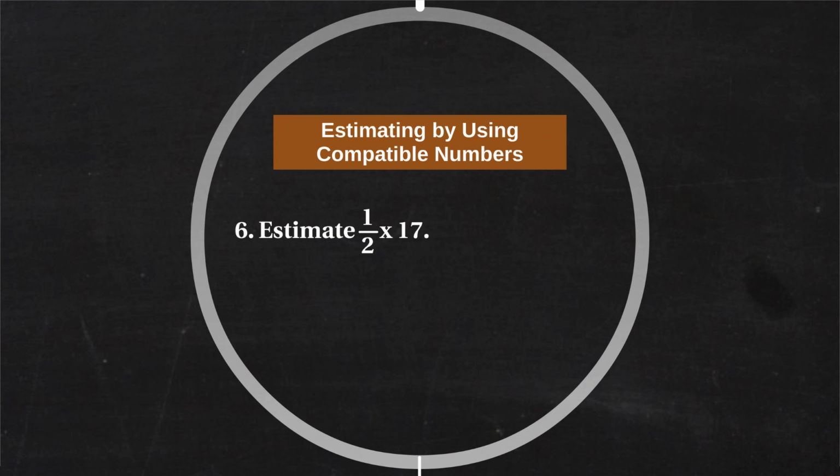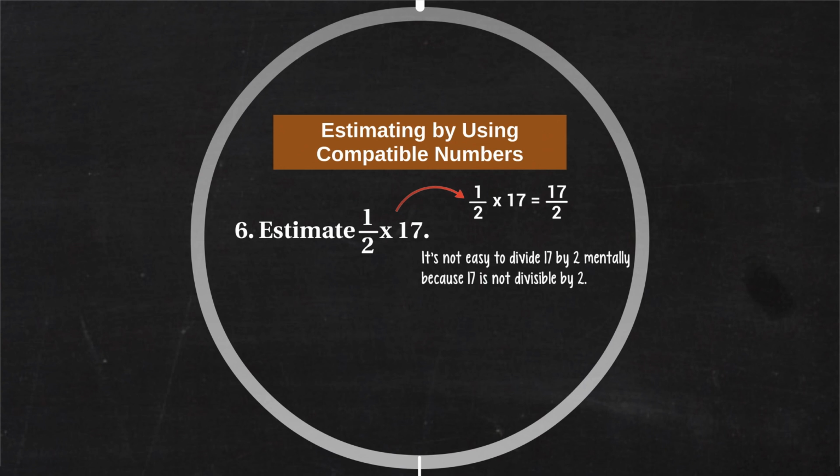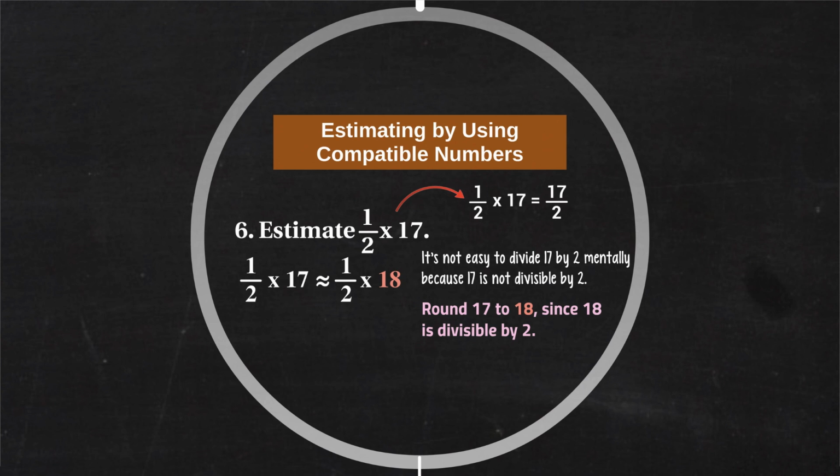First, we have 1/2 times 17. Multiplying gives us 17 over 2. This is not yet in its simplest form, so we need to divide the numerator by its denominator in order to simplify it. It's not easy to divide 17 by 2 mentally, because 17 is not divisible by 2. What we're going to do is round 17 to 18, since 18 is divisible by 2, and this is easier to divide. Now, 1/2 times 17 is about 1/2 times 18.